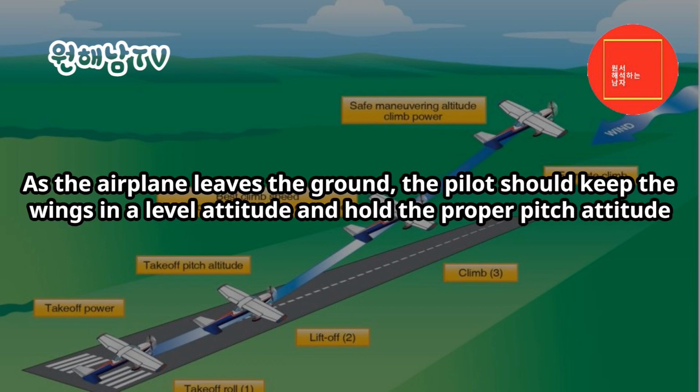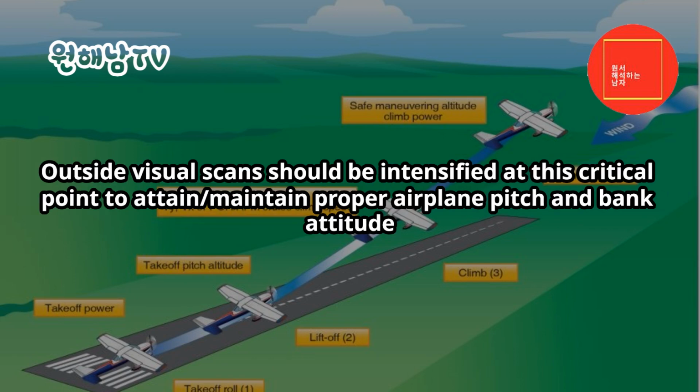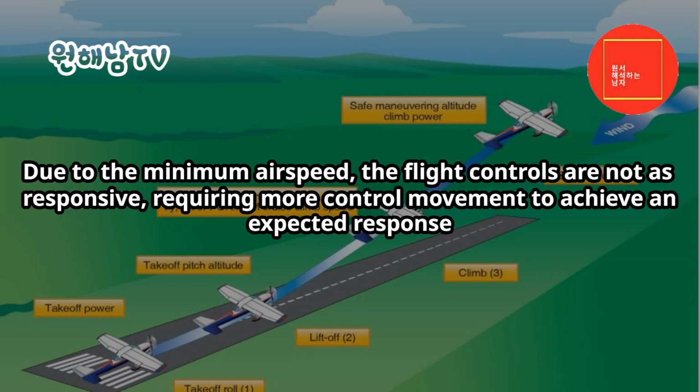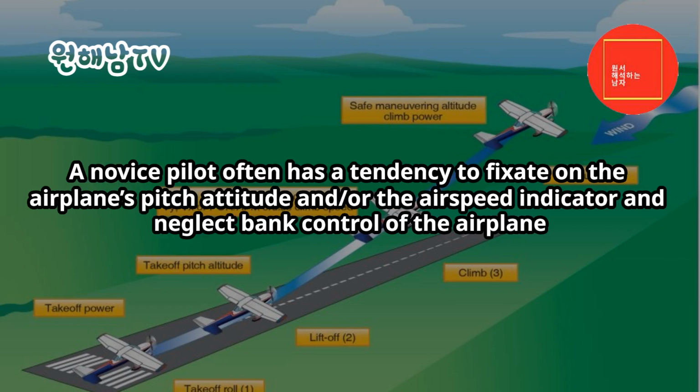As the airplane leaves the ground, the pilot should keep the wings in a level attitude and hold the proper pitch attitude. Outside visual scans should be intensified at this critical point to maintain proper airplane pitch and bank attitude. Due to the minimum airspeed, the flight controls are not as responsive, requiring more control movement to achieve an expected response. A novice pilot often has a tendency to fixate on the airplane's pitch attitude and/or the airspeed indicator and neglect bank control of the airplane.